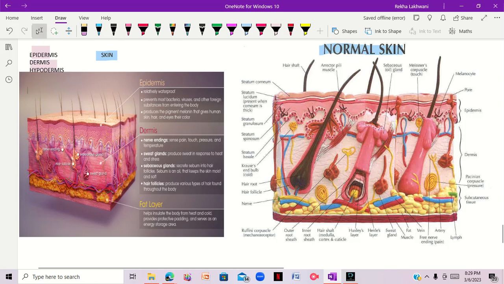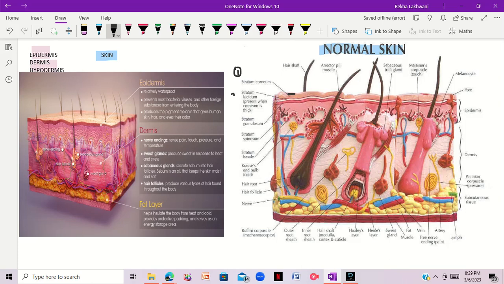So let's look over here. Epidermis itself is composed of five layers. The first layer is stratum corneum. This upper layer is known as stratum corneum.